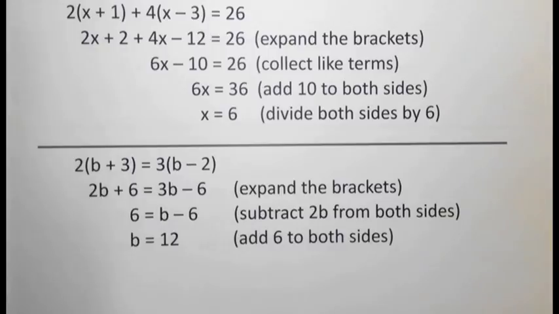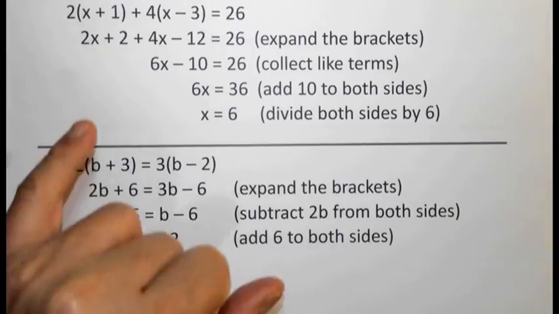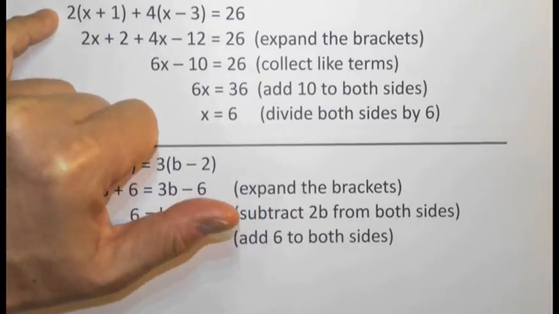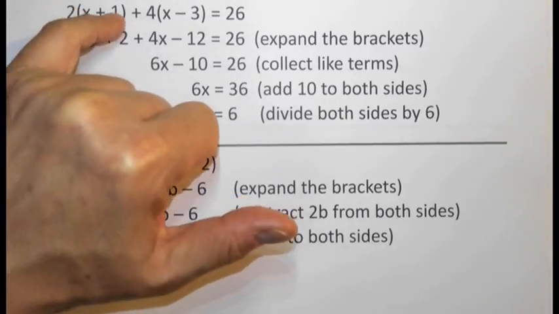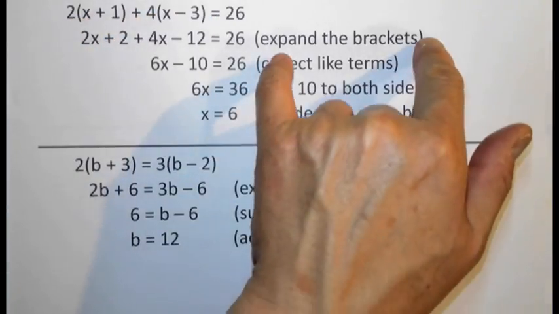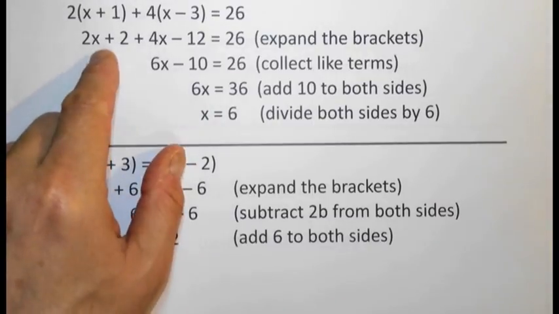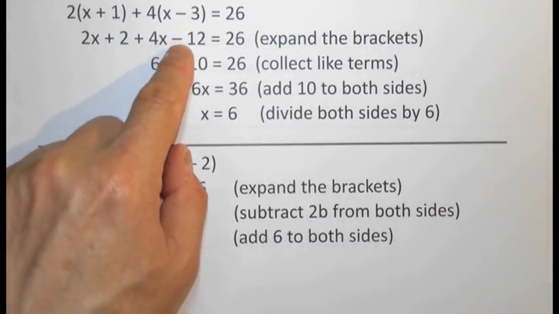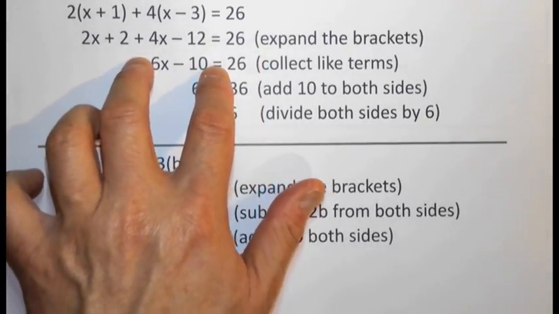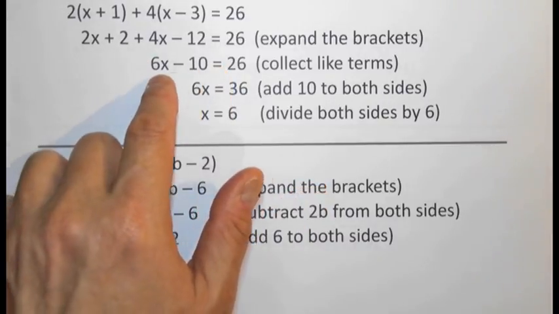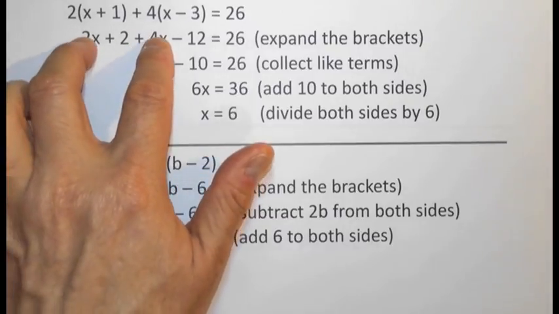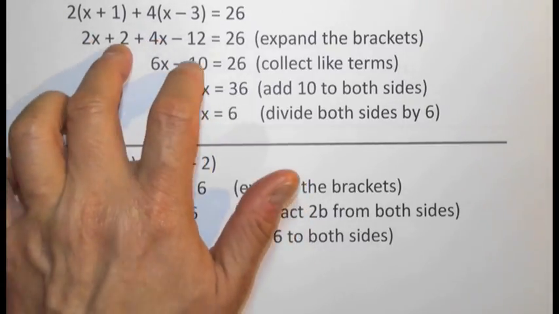Two more examples involving brackets. First, the brackets are only on the left-hand side. We have 2(x + 1) + 4(x - 3) equals 26. Expanding the brackets, we've got 2x + 2 + 4x - 12 equals 26. Then again, working on the left-hand side, collecting like terms, 6x - 10 equals 26. 6x is 2x plus 4x. Minus 10 is 2 minus 12.